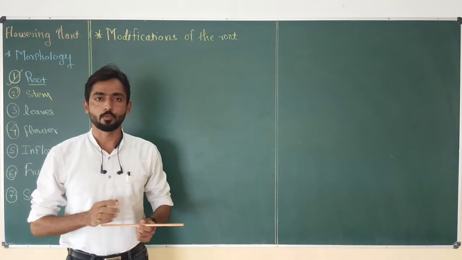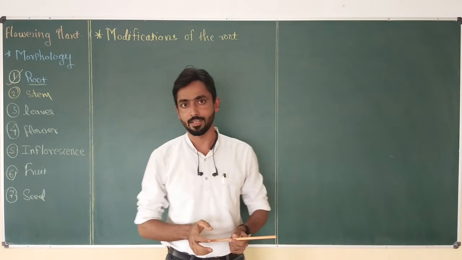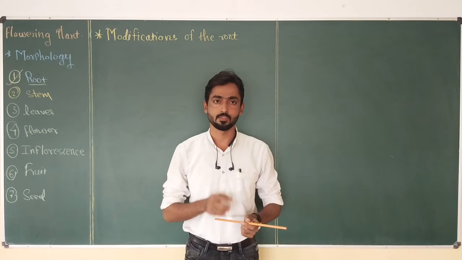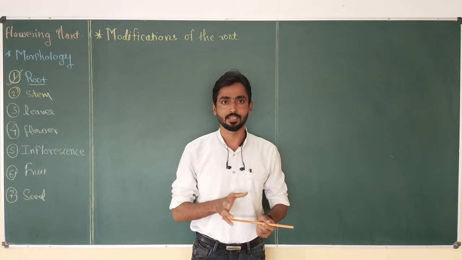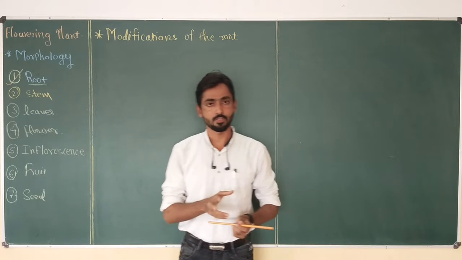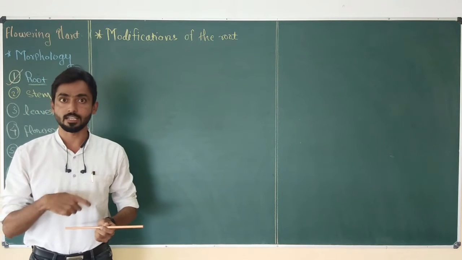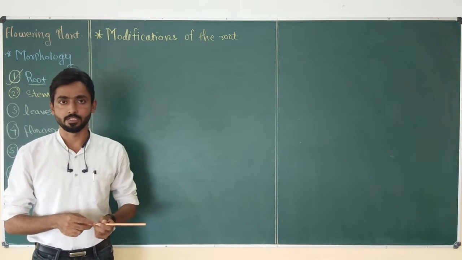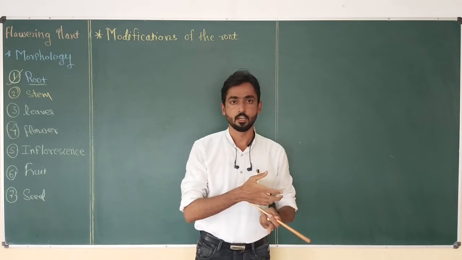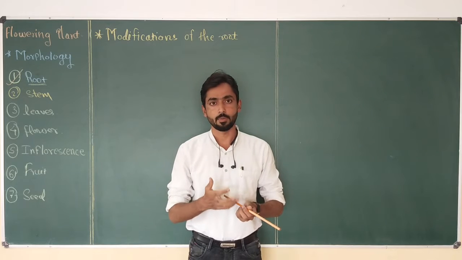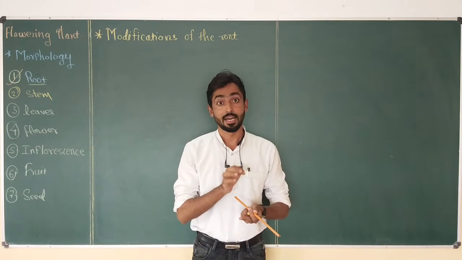Hello everyone. We have finished with the modifications of the taproot system of the angiospermic plant. From this video, I'm going to start with modifications of the adventitious roots which is present in the angiospermic plant. We know that adventitious roots are the roots which develop from the part other than the radicle at the time of seed germination. That means taproot actually develops from the radicle of the seed, while adventitious roots develop either from stem, leaves or branches. They do not develop from the radicle.